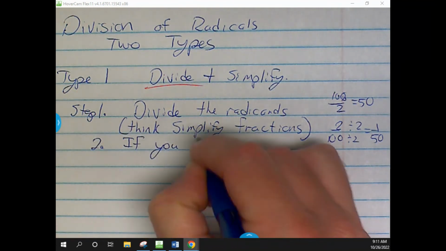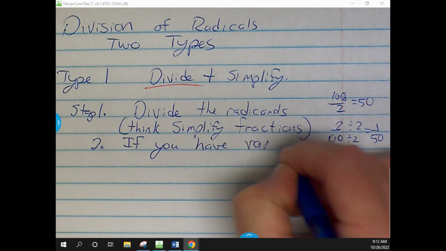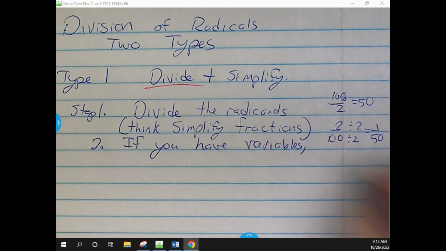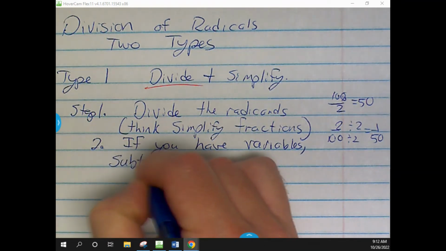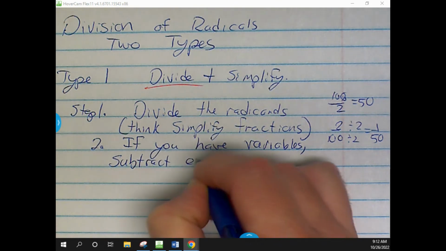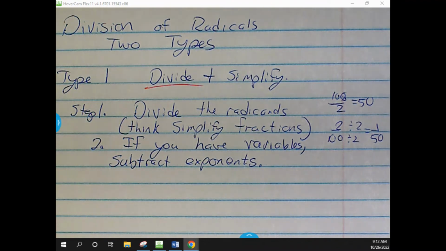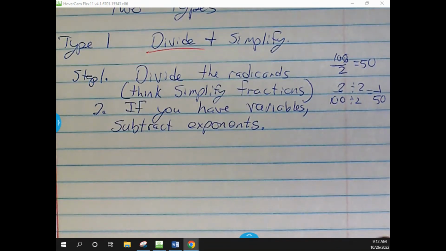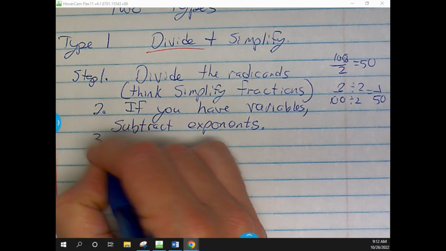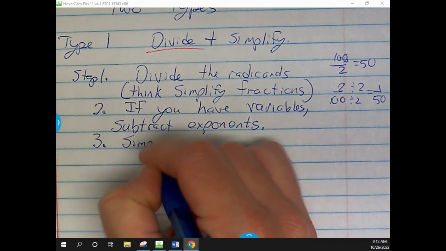Okay. And then if you have variables, multiplication, you add the exponents. So division, you're going to subtract the exponents. So divide the radicands. Again, think simplifying fractions. Subtract your exponents. And then once you've done all that, then you see if you can do any simplifying after that.